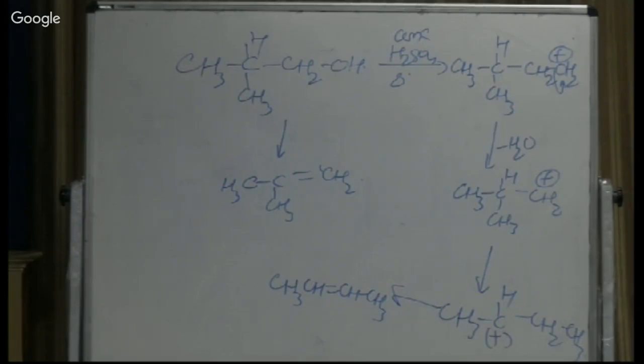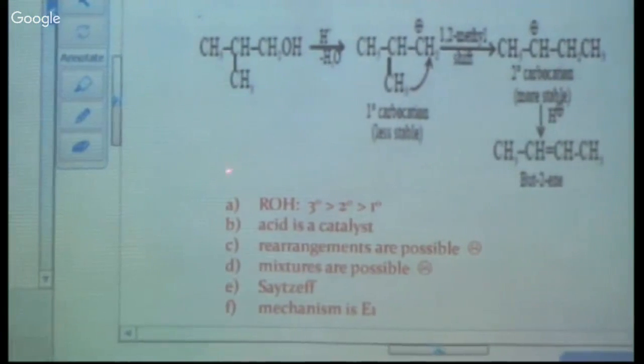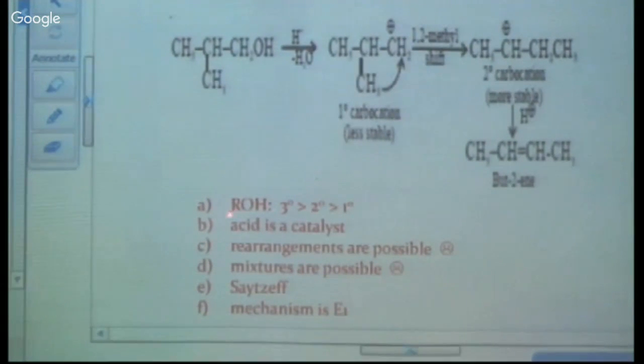So please remember, the order of reactivity of alcohols is tertiary greater than secondary greater than primary. The dehydration will take place in presence of an acid catalyst. There will be rearrangements taking place if the carbocation is not stable. And because rearrangements are taking place, you will get a mixture of products. That is why the dehydration of alcohols is not a very good method to prepare alkenes. Okay?